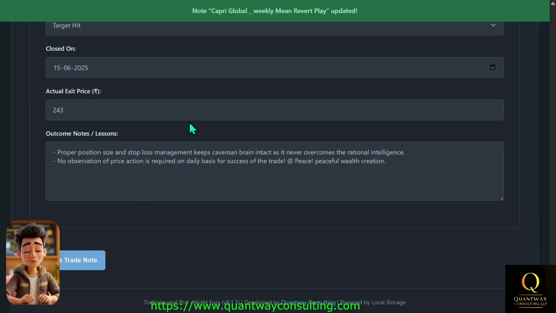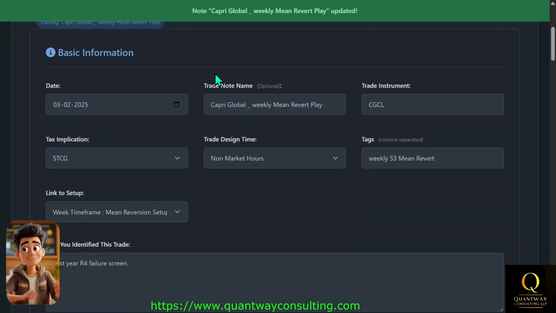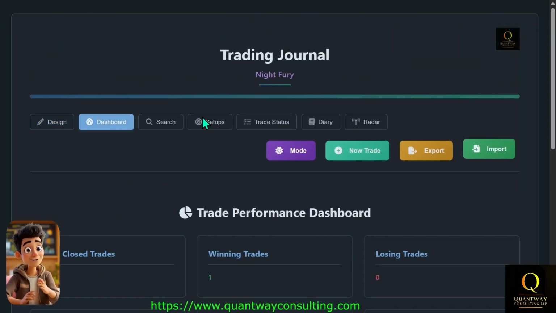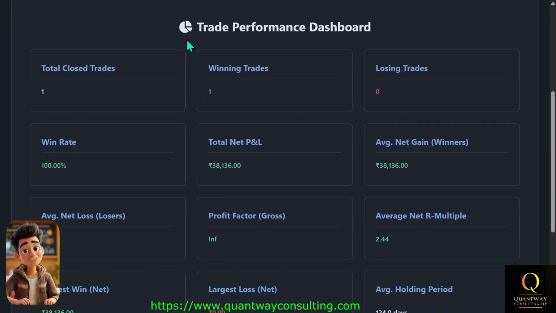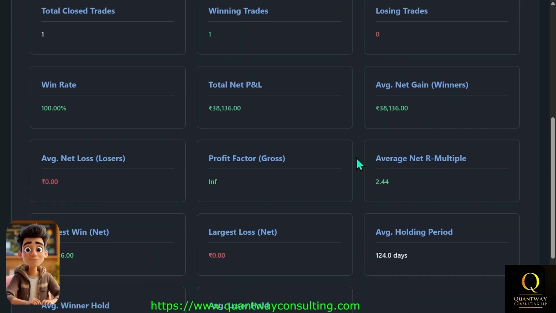Now let us go to the dashboard section. Here we can see trade performance. Since we only have one sample trade for now, the statistics for the closed trade are displayed here. As you add in your trades and start using this journal, you shall get to know useful statistics around your trading and understand what is working and what is not.